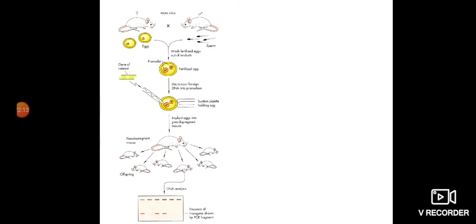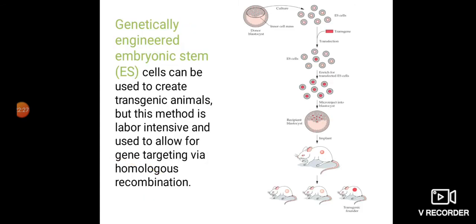This is another method wherein people take the egg and the sperm from different organisms, fertilize them outside, and then go for microinjection technology, and then they produce the transgenic mice.